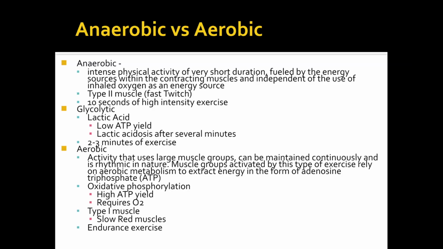It requires oxygen and it has type 1 muscles, slow red muscles, and it's usually your endurance exercises: running, cycling, swimming, those types of aerobic exercises where you're using large muscle groups and you're able to generate enough ATP as you exercise. Obviously, the more you exercise, the more efficient these metabolisms become. So that's also very important and why exercise is one of the things that's good for you.